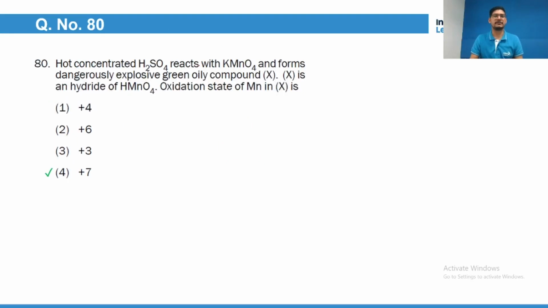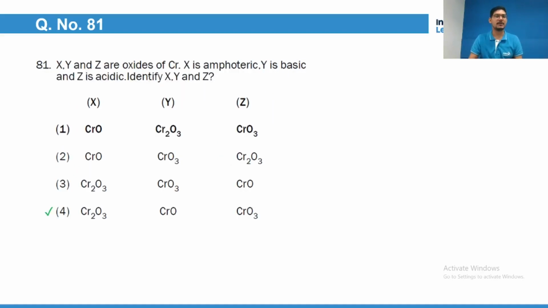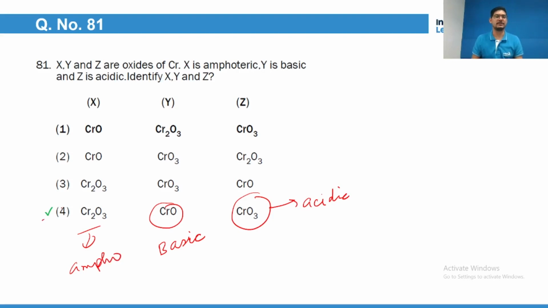Hot concentrated H2SO4 reacts with KMnO4 and forms dangerously explosive green oily liquid. So it is Mn2O7 we are talking about, which is the anhydride of permanganic acid. So the oxidation number you can find out, it would be +7. So this is the correct answer. Remember the oxides of a metal in lower oxidation state, they are basic. Those in higher oxidation state, those are acidic, and those in intermediate oxidation states are amphoteric. So this would be the correct answer.